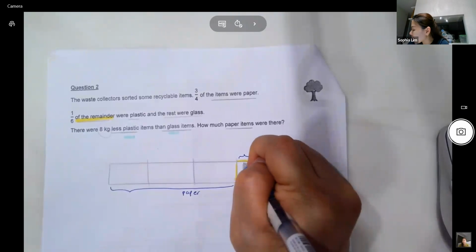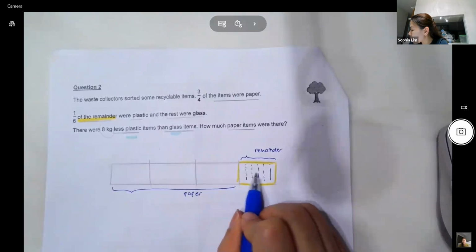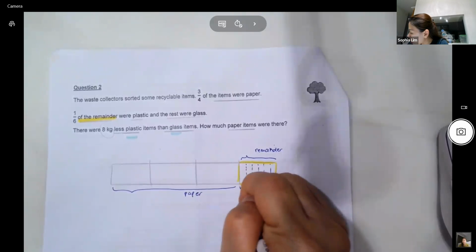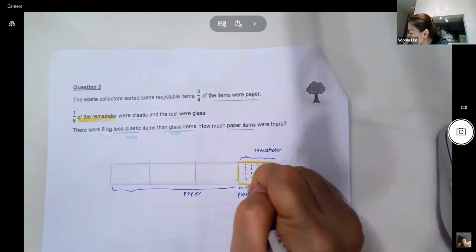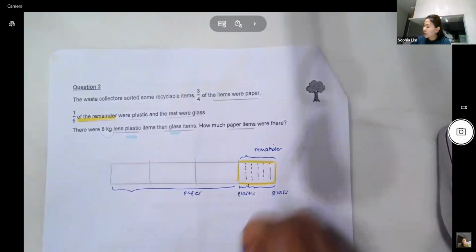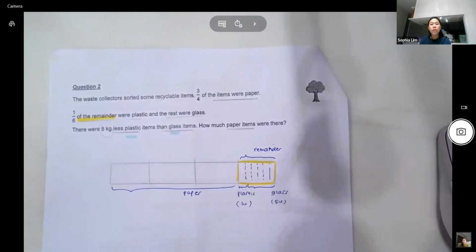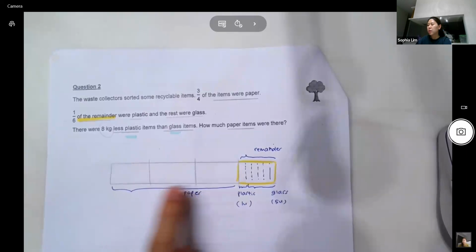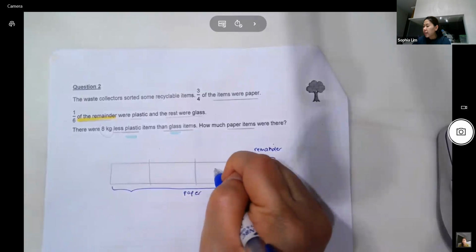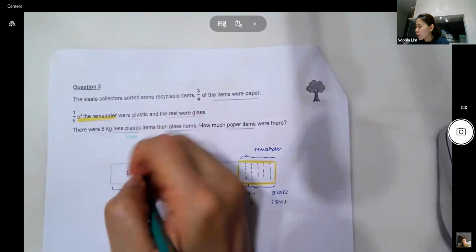So some children say, teacher, I cut into 6 parts, 6 smaller units. Then I label one as plastic and the rest as glass. Here is 1 unit. Here is 5 units. How about the paper? Do I need to cut into 6 smaller units as well for fairness? Yes, you can. Either you write 6 units inside, or you also can cut.